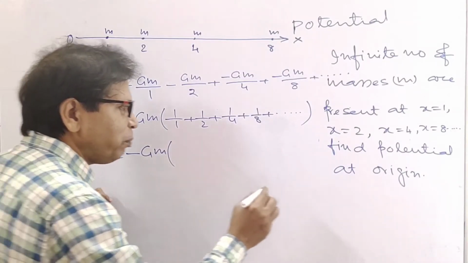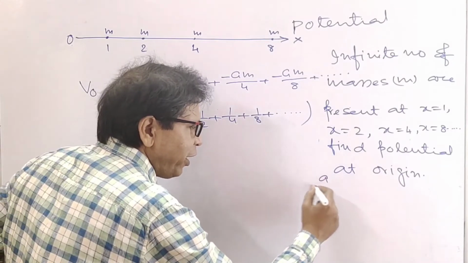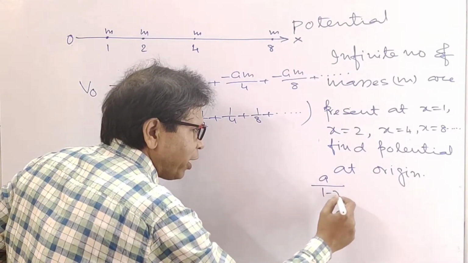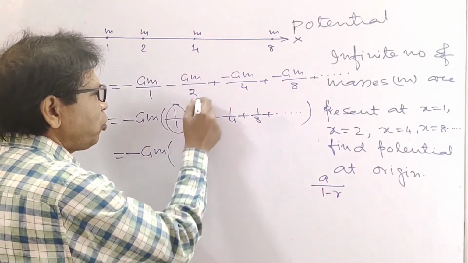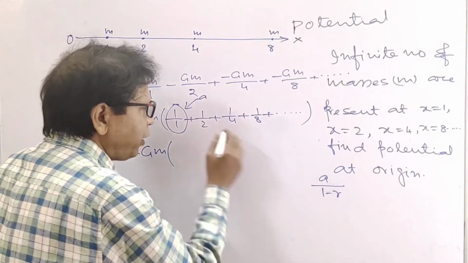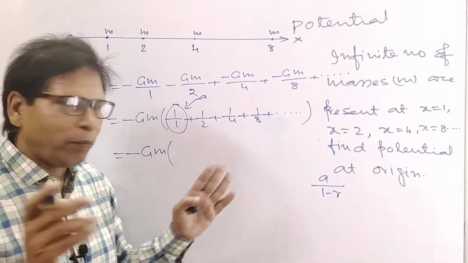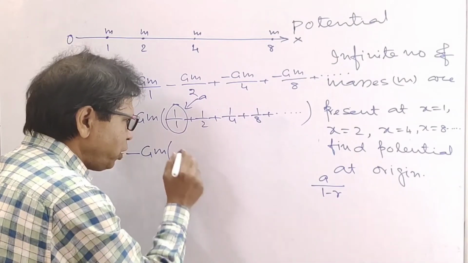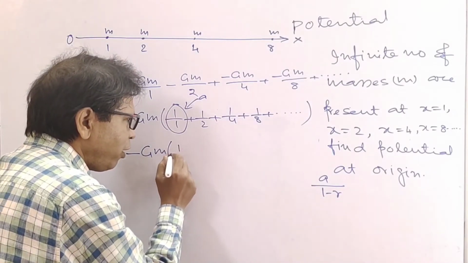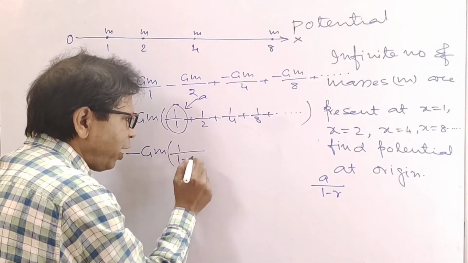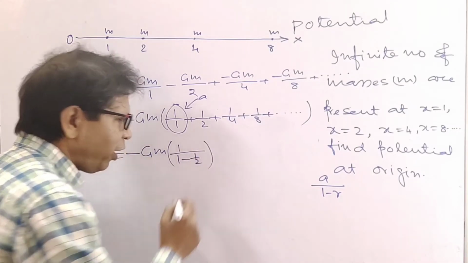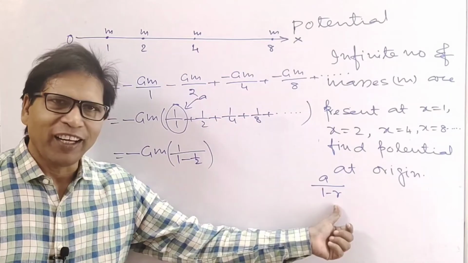Now for an infinite GP series, the sum is A divided by 1 minus R. A is the first term, so this is the A, and R is the common ratio, look at this divided by this, so this is half. So for the infinite GP series, this is 1 divided by 1 minus R, R means half. Okay, understood this formula?